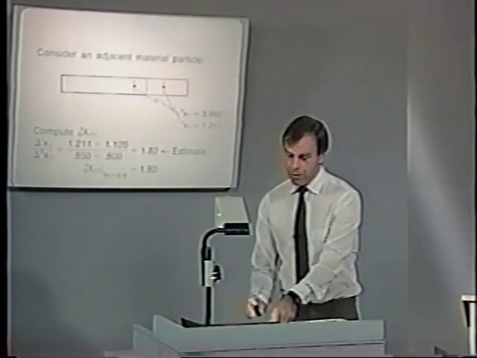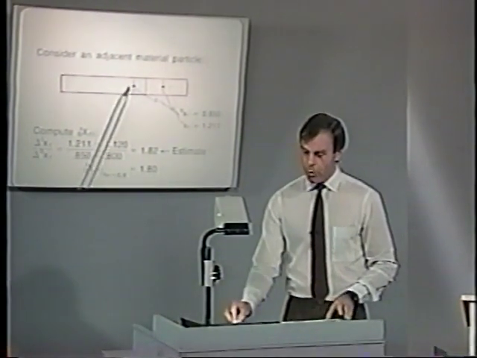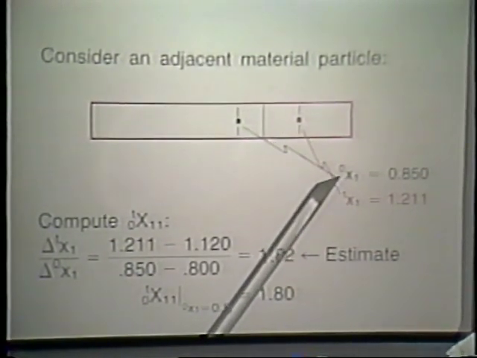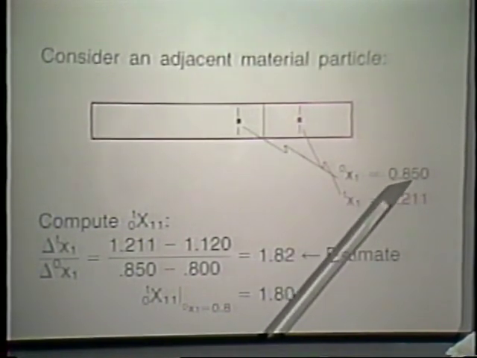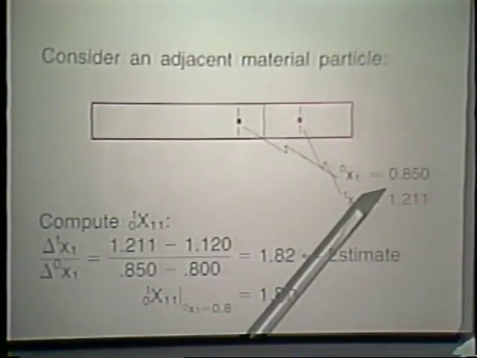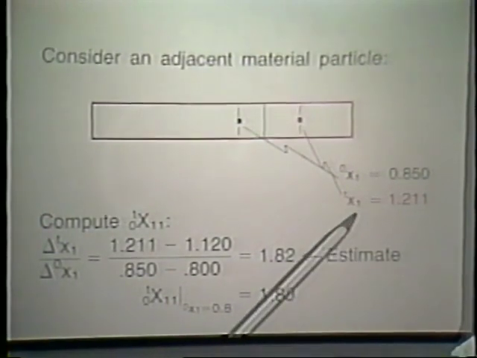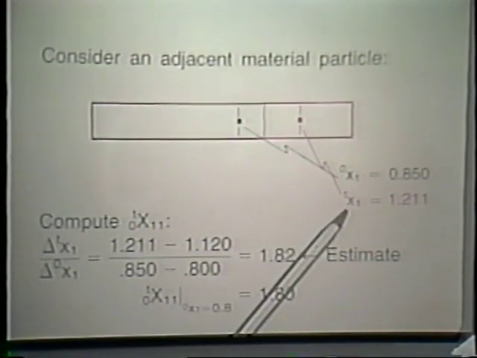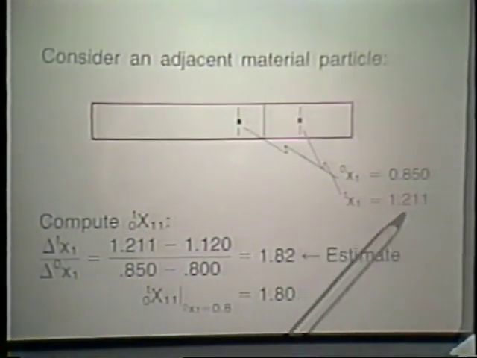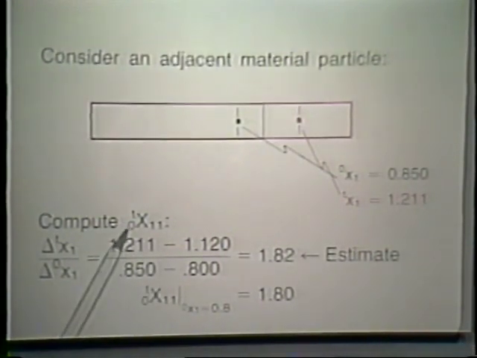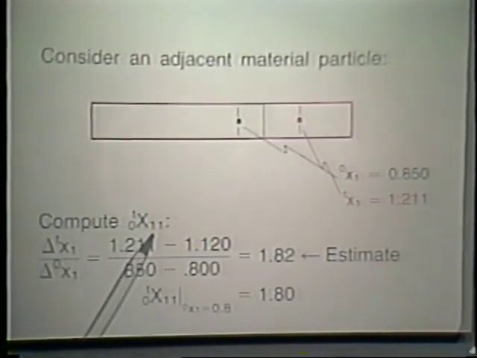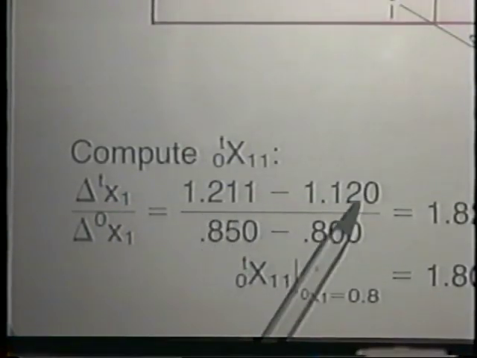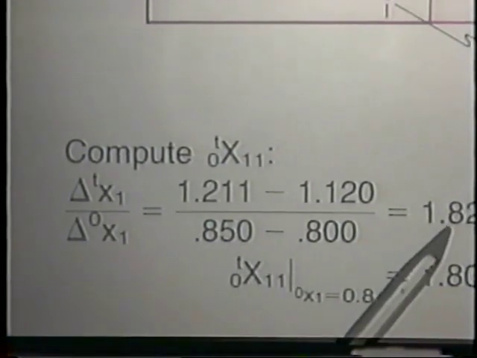The same can, of course, be repeated for an adjacent material particle. In other words, let us look now at a material particle that is just a little bit to the right-hand side, namely 0x1 being 0.850, slightly to the right-hand side of the other material particle that we looked at. This material particle, with the deformation field that we have been prescribing, moves to tx1, this number here. We can now compute the element of the deformation gradient as this difference here, and the numbers are plugged in here, and we obtain 1.82.